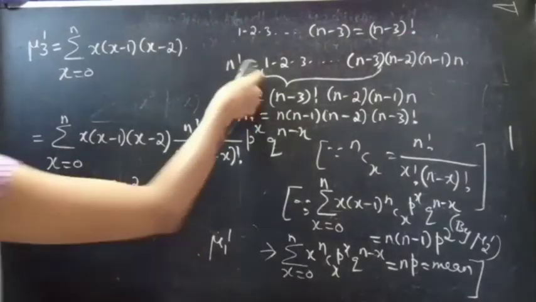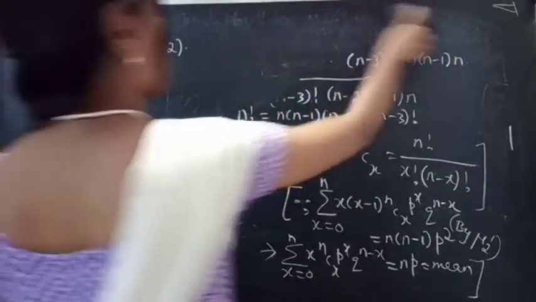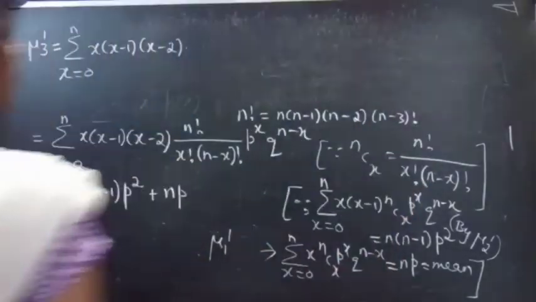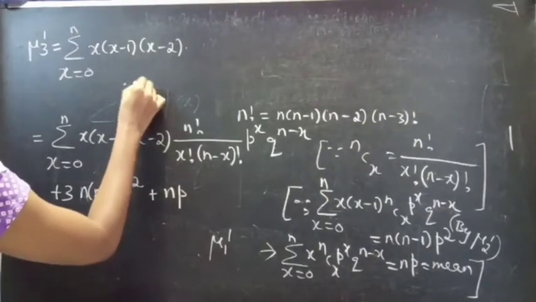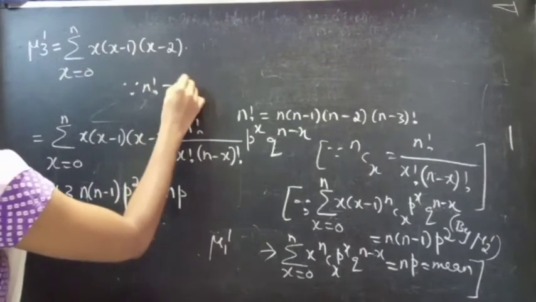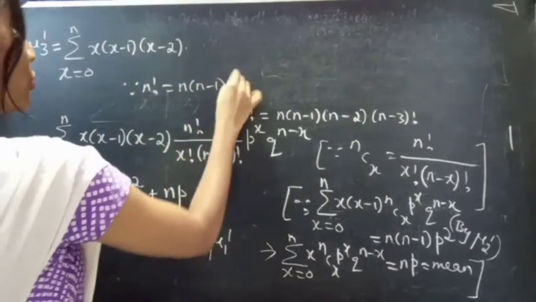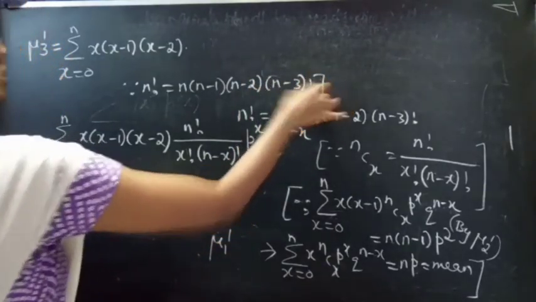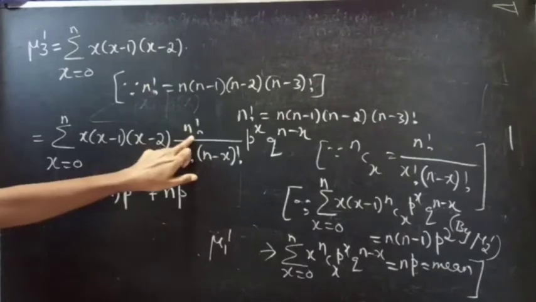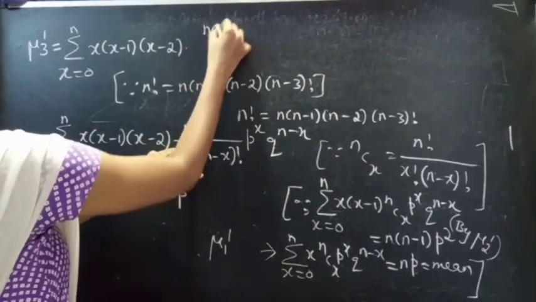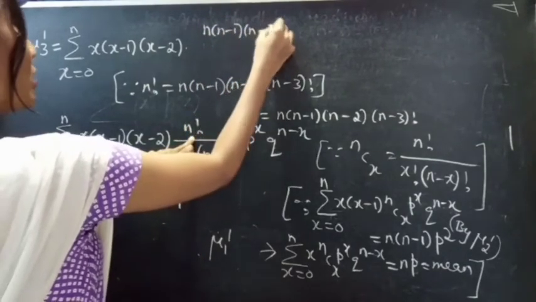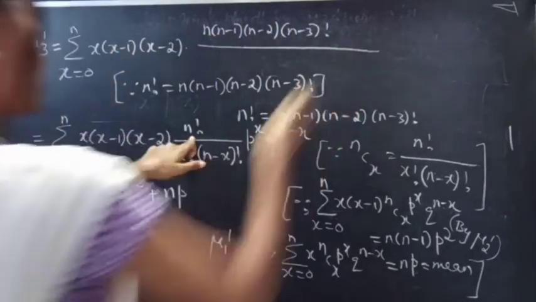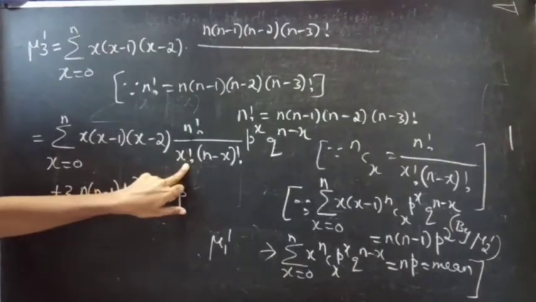So you can write n factorial as, since n factorial equals n into n minus 1 into n minus 2 into n minus 3 factorial. So now you could replace this n factorial by n into n minus 1 into n minus 2 into n minus 3 factorial, by, here you're having x factorial, right?